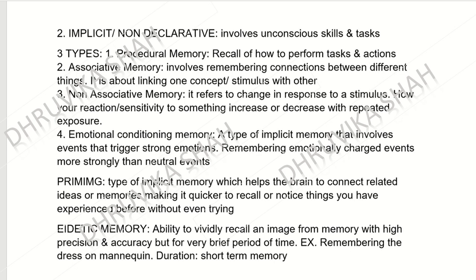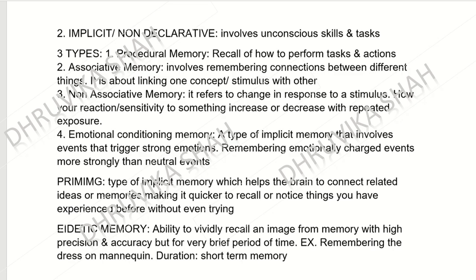Now we talk about the implicit memory. The implicit memory is further divided into four types. However, we call only three types here, so I've written three types. But the implicit memory has one more type, which you can remember as well. The implicit or non-declarative memory involves unconscious skills and tasks.